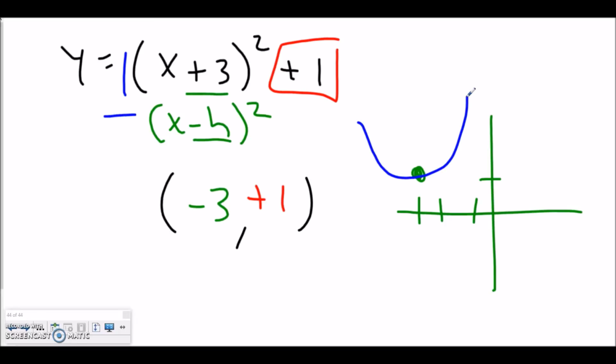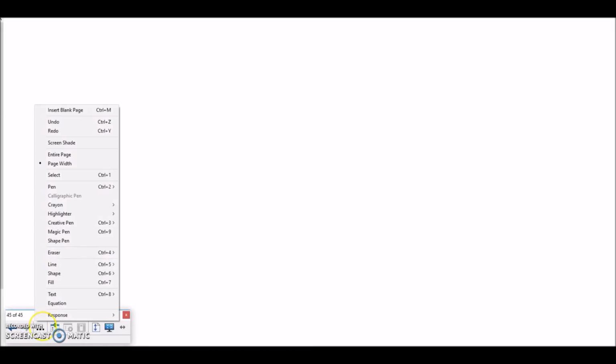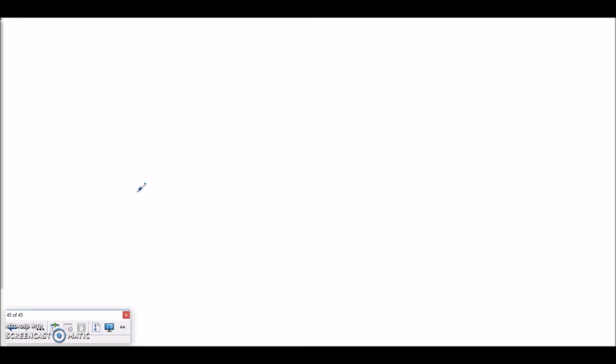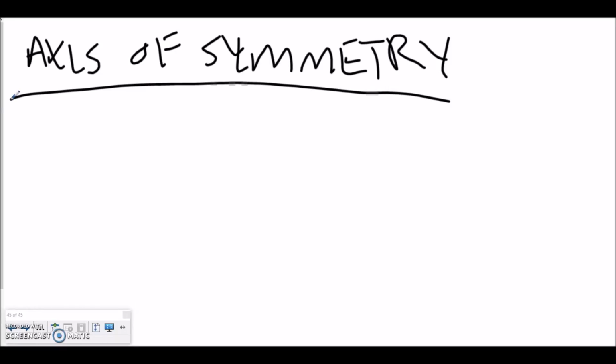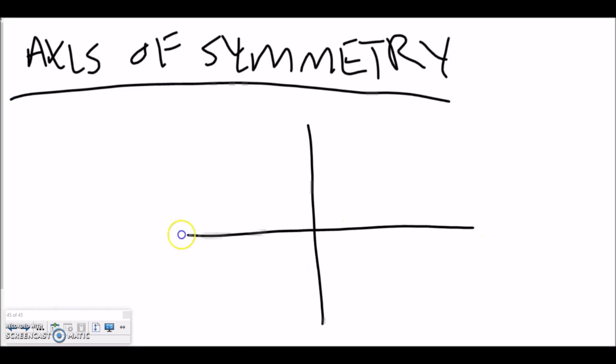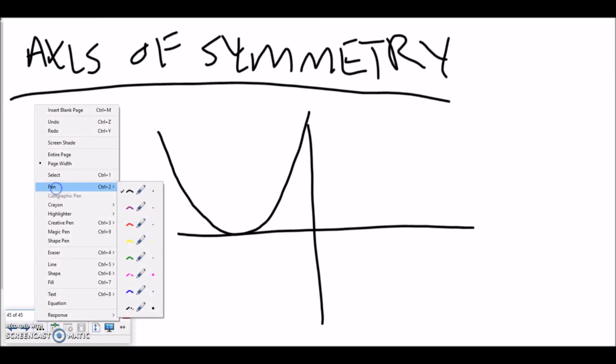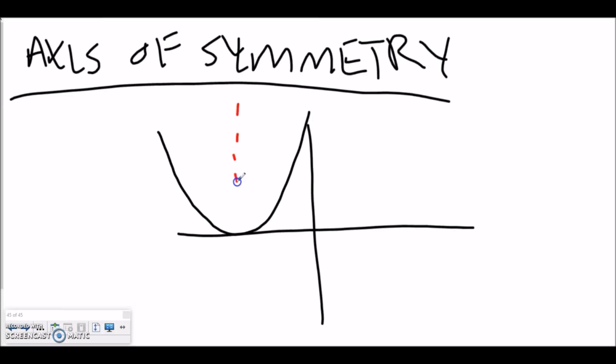A couple other things we need to be able to do. We're going to talk about an axis of symmetry. And you can see this. Every time we draw a parabola, doesn't matter where, it looks like there's a mirror in it, right? Or if we folded a piece of paper, whatever's on one side is on the other.